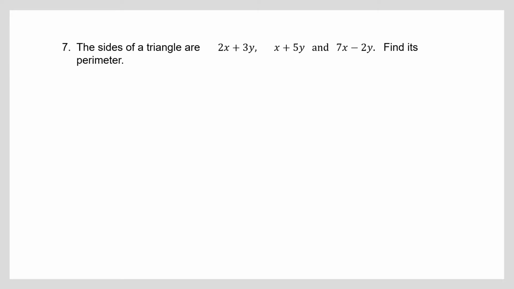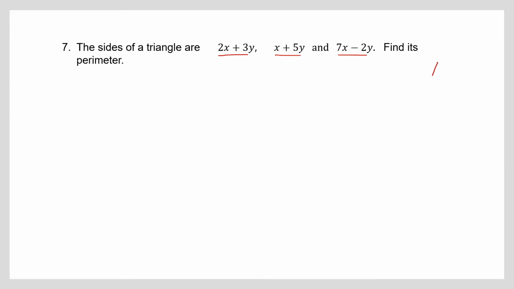Question 7. Now we have a problem here, the word problem. The sides of a triangle are given to us. Remember, a triangle has 3 sides. So the measurement of one side is this, the second side and the third side. Find its perimeter. What is the perimeter? Perimeter is the sum of the sides, the length of its sides.